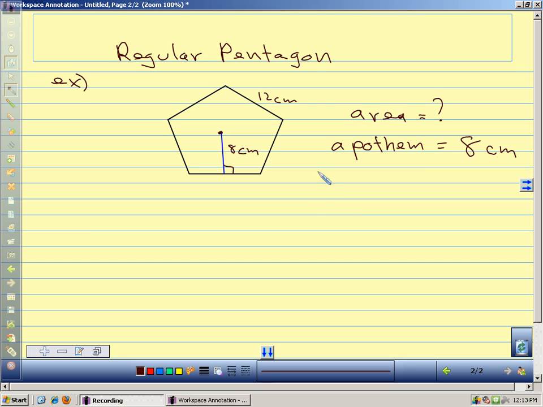The perimeter of this shape. The perimeter, someone said 60, and how do we come up with 60? 12 times 5.